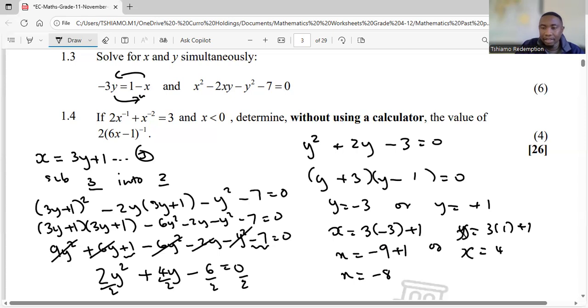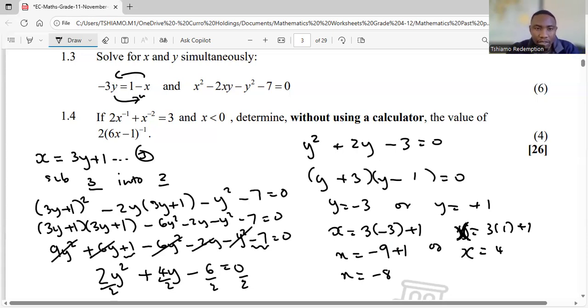This is x. This is x. So let me take 4 and 1. I'm going to put 4 in brackets. 4 squared minus 2 times 4 times 1 minus 1 squared minus 7. I get a 0. So try to check your answer after doing it and check if everything is right.